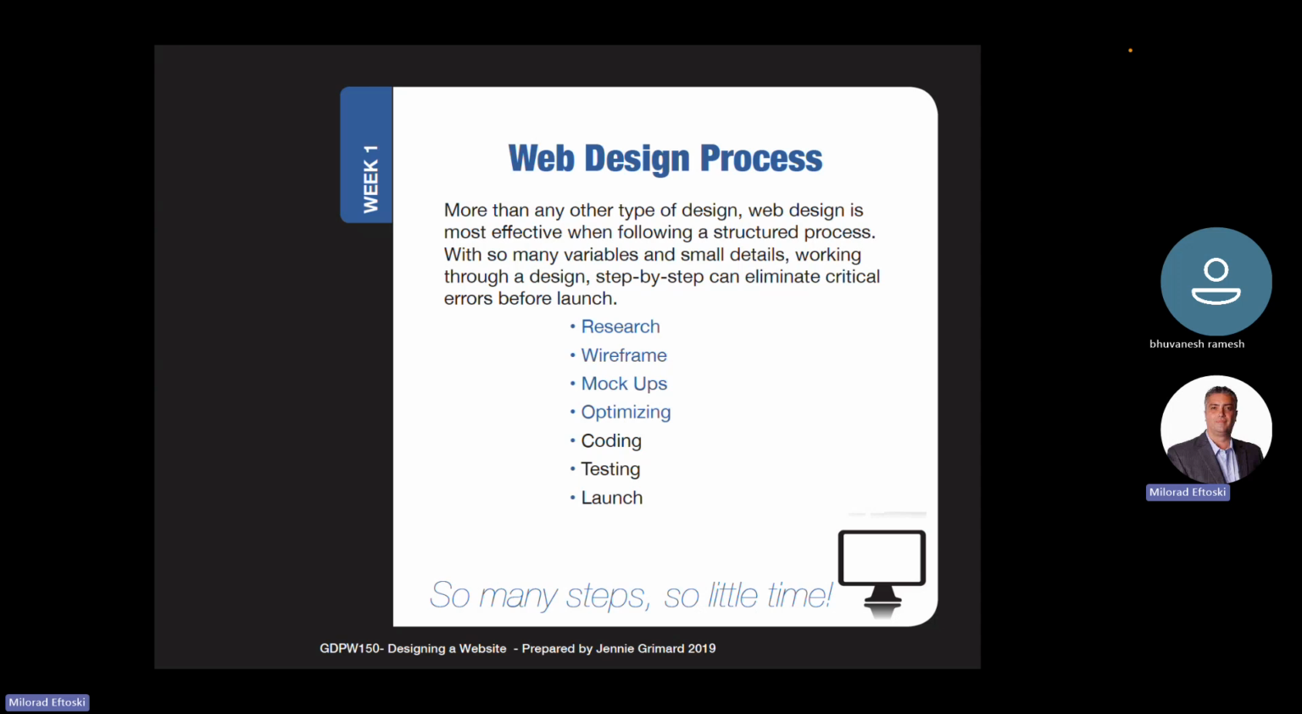This is the web design process. You're probably familiar with some of these things. I don't know if you implement all of them, but it's important to reiterate and reemphasize some of these points. More than any other type of design, web design is most effective when following a structured process. With so many variables and small details, working through a decision step by step can eliminate critical errors before launch. So these are the first four items highlighted in blue. You have the research, the wireframe, the mockups, and the optimization.